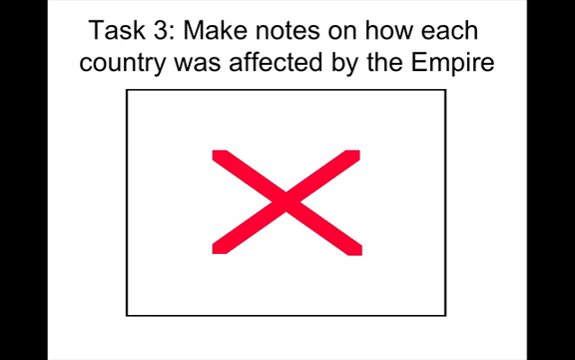Okay, next one. Make notes on how each country was affected by the empire based upon what they have done. The countries are Canada, West Africa, China, India, Malaysia, Australia, South America, and Jamaica and the Caribbean.